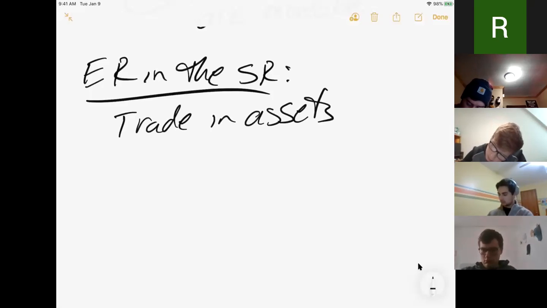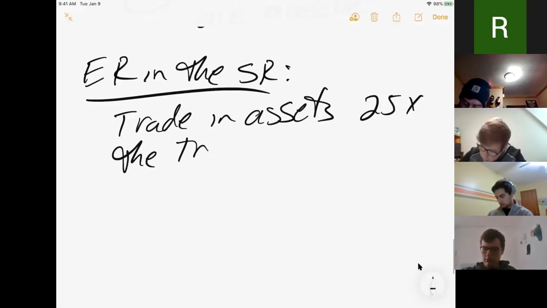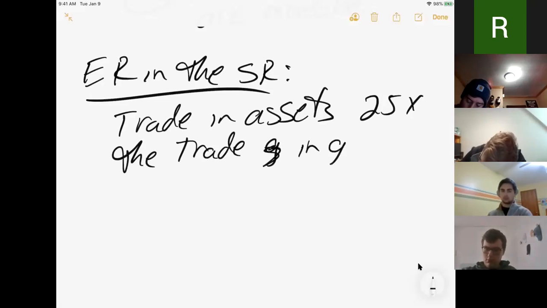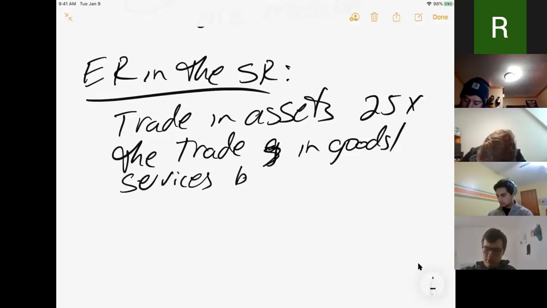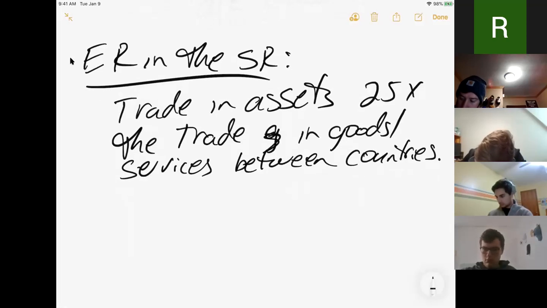So just so you know, trade in assets are about 25 times the trade in goods and services between countries. So in other words, we've been talking about exchange rates as if they only matter for goods and services. But in reality, trading in assets is the most important thing, particularly in the short run.